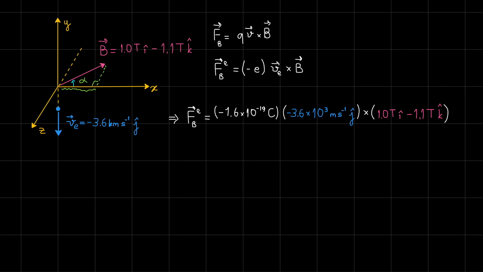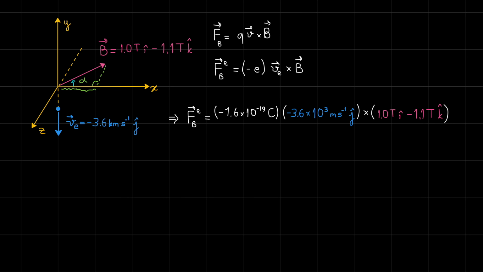Note that this is a vector equation. So for instance, when I substitute for the electron's charge, I use a negative number, right? So the force is equal to the electron's charge times V cross B. We are going to do a cross product using the components of the two vectors. Vector V has a y component only, so that's just j hat. And vector B has x and z components.